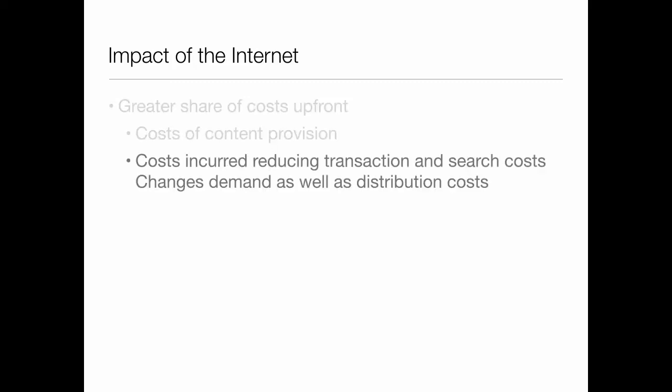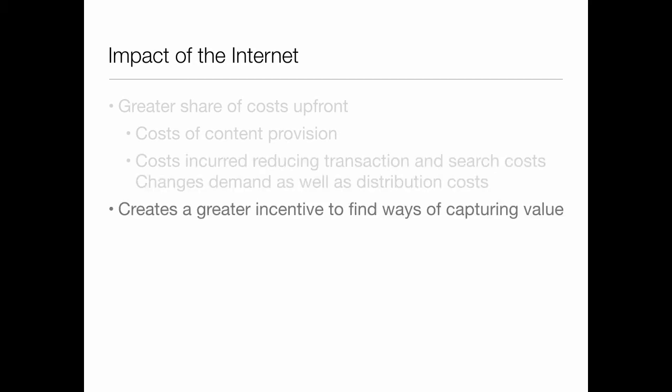Overall, the internet has caused a greater share of the costs to become upfront costs rather than later on costs. That is, it's put a premium on costs of content provision, and there have been costs incurred in reducing transaction and search costs, and changes in demand as well as distribution costs. That means there's more upfront and less ongoing, which of course creates pressure for the sort of price innovations that can exploit that. For instance, two-part tariffs, which you can see reviewed in our refresher course.